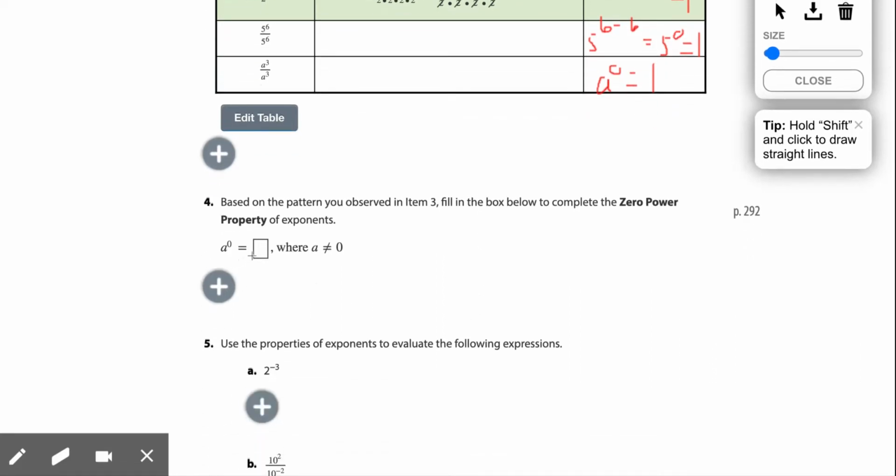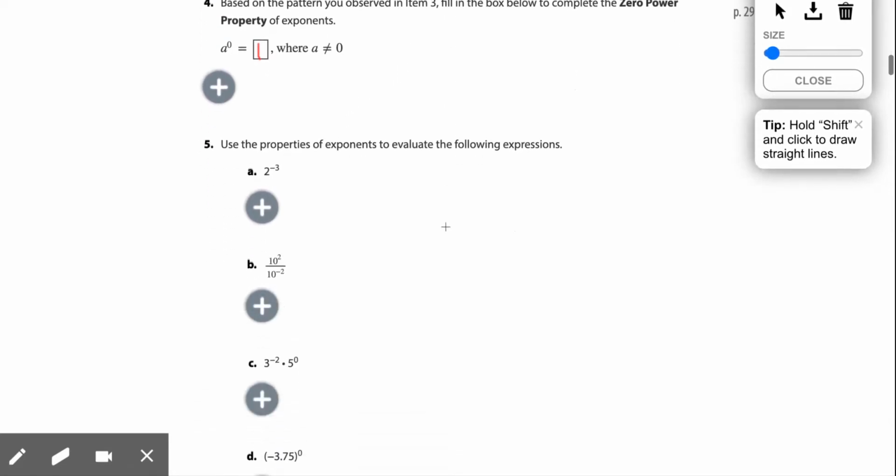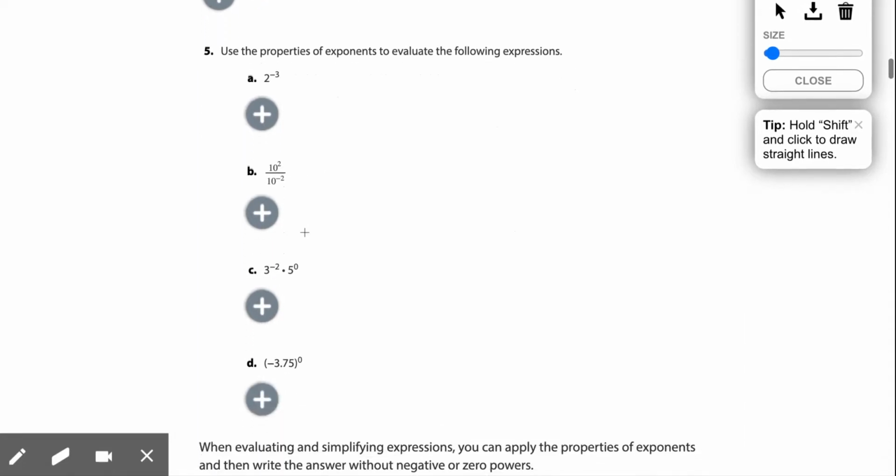So basically, anything to the 0 power is 1, as long as we don't say 0 to the 0 power. So let's look at these real quick, because again, these properties are not actually difficult. It's just, if you've never seen them before, you've got to learn the tricks.